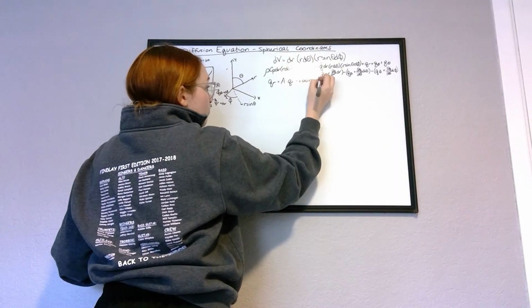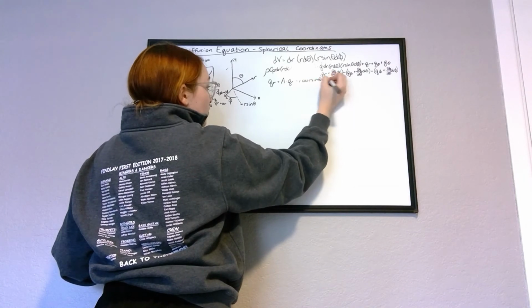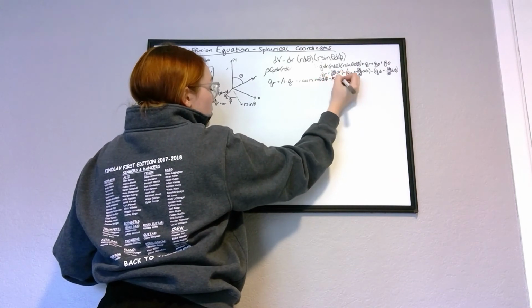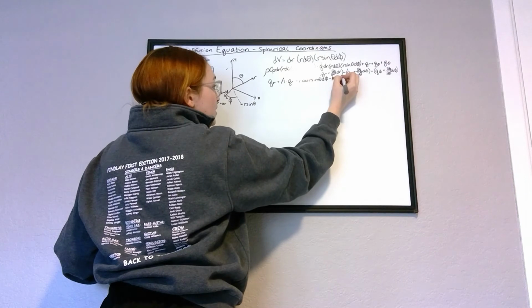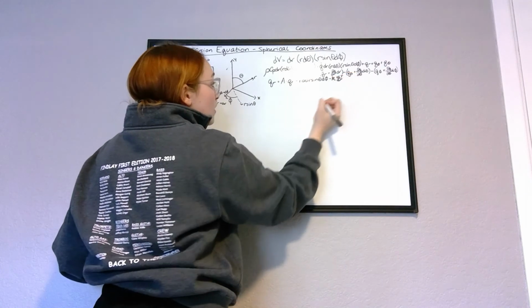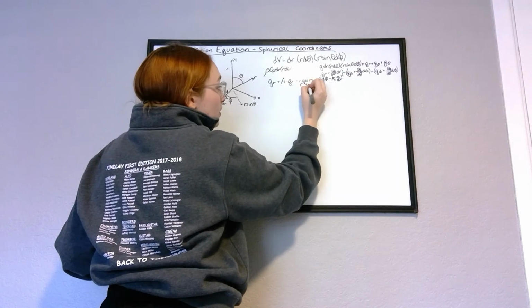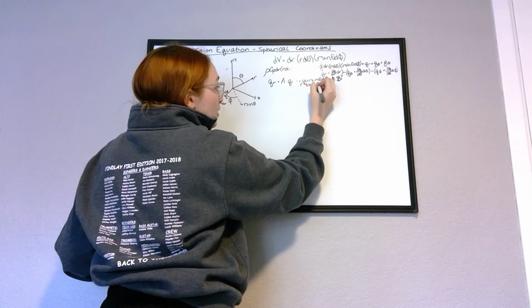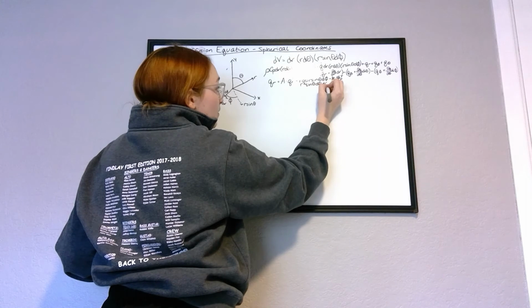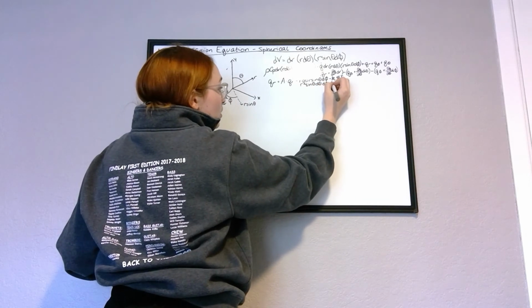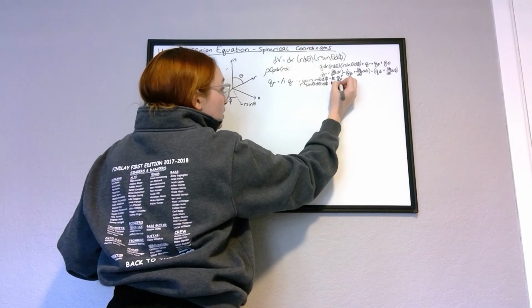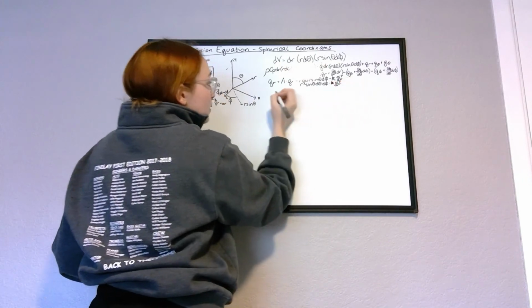Times the thermal conductivity constant, dT over dr. This can be simplified to r squared sine theta d phi k dT dr.